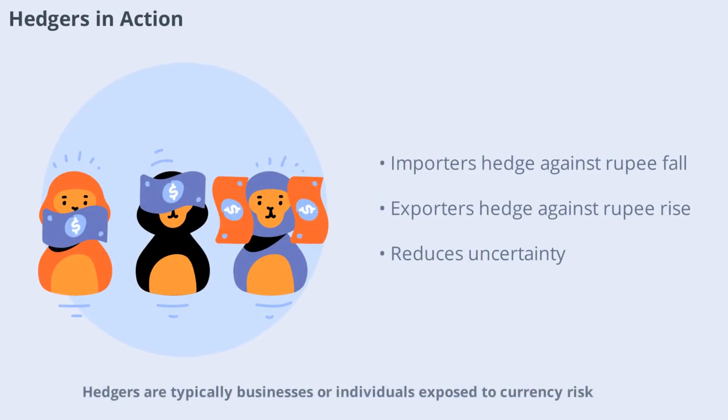Hedgers are typically businesses or individuals exposed to currency risk. For example, an importer in India worried about the rupee weakening may use derivatives to lock in exchange rates, protecting against adverse movements. Conversely, an exporter expecting foreign currency inflows may hedge against rupee strengthening. Hedging strategies are essential for managing uncertainty and ensuring stable financial outcomes.